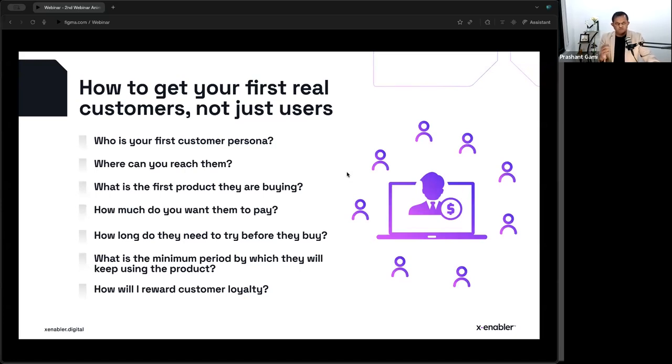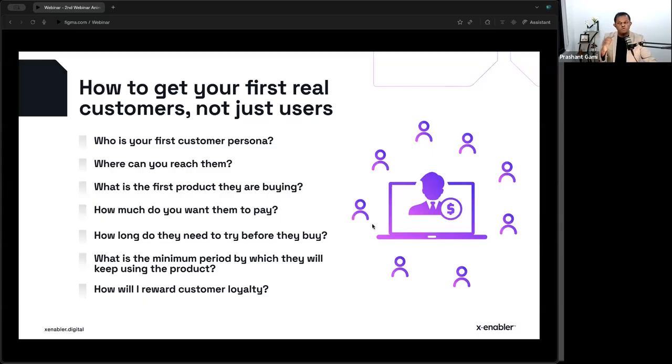In the previous webinar, we went into detail on that: find a platform where they are happy to talk about their problem, not your solution, their problem. Because if they can't talk about their problem, your solution will never come into the picture. What is the first product they are buying? Are they buying the invoicing solution, CRM, or a compliance solution? How much do you want them to pay to get the value, but also for your business to become profitable at a certain level? It needs to be a fair value, and you might have to do A/B testing there.